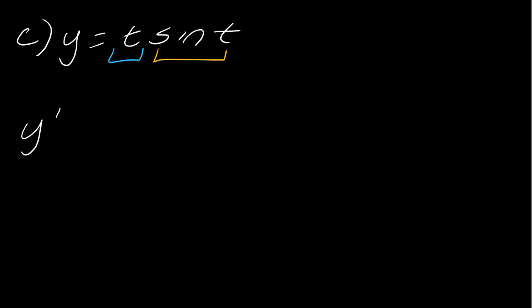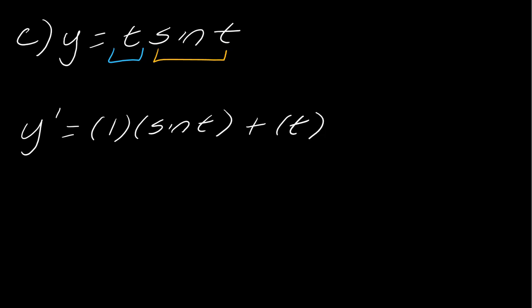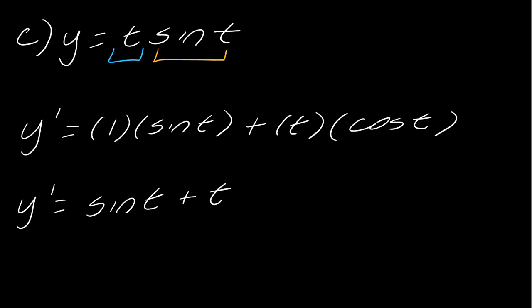So first I'm going to take the derivative of t. The derivative of t is 1, and I leave sine of t alone. Then I leave t alone, and I take the derivative of sine of t, which is cosine of t. So when all is said and done, I get sine t plus t cosine t for my derivative.